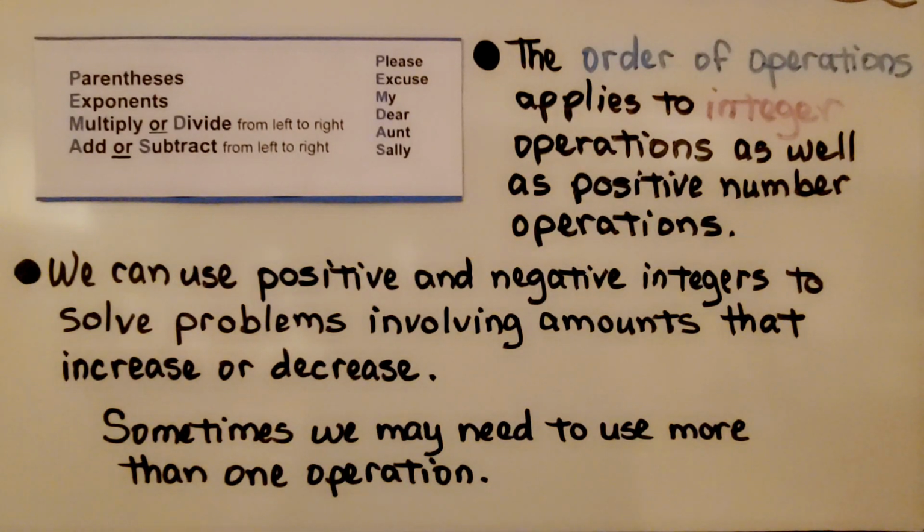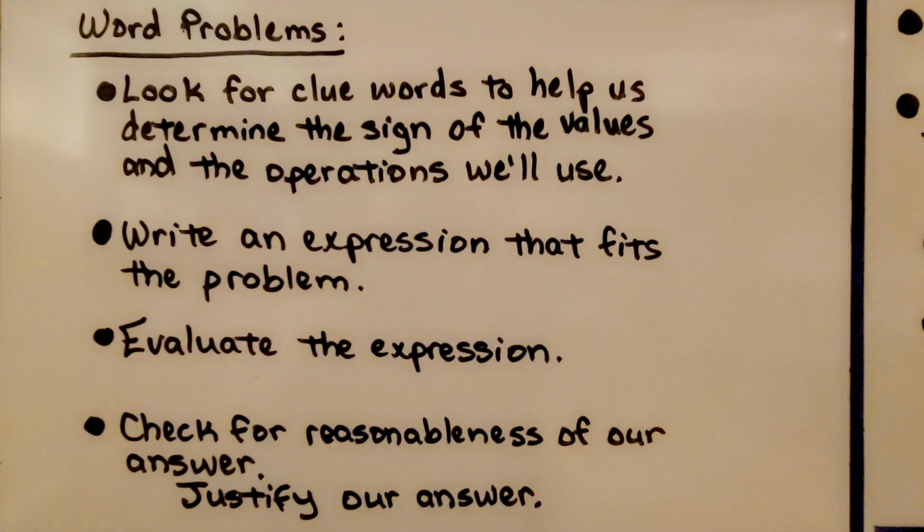We can use positive and negative integers to solve problems involving amounts that increase or decrease. Sometimes we may need to use more than one operation. Now remember, for word problems, we look for clue words to help us determine the sign of the values and the operations we'll use. We write an expression that fits the problem, we evaluate the expression, then we check for reasonableness of our answer. We can justify our answer.